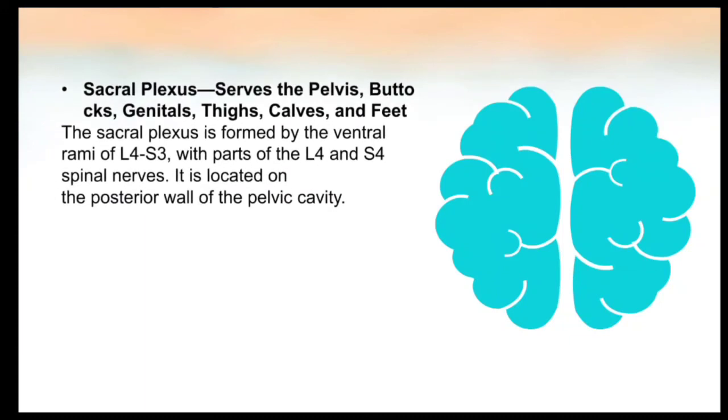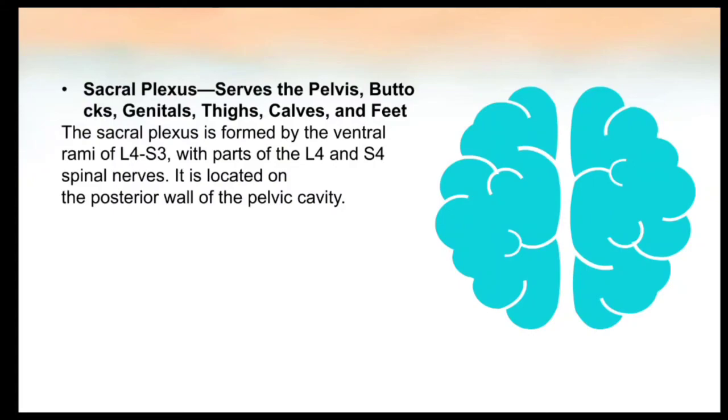Yung pang-apat is tinatawag na sacral plexus, serves the pelvis, buttocks, genitals, thighs, calves, and feet. Yung sacral plexus naman ay nabubuo ng ventral rami simula L4 hanggang S3 with parts of the L4 and S4 spinal nerves. Ito ay nakalocate sa posterior wall of the pelvic cavity.